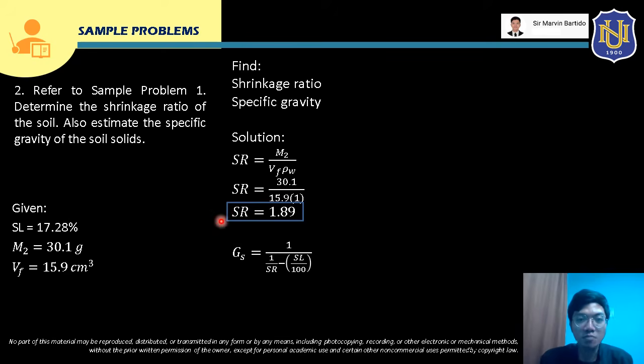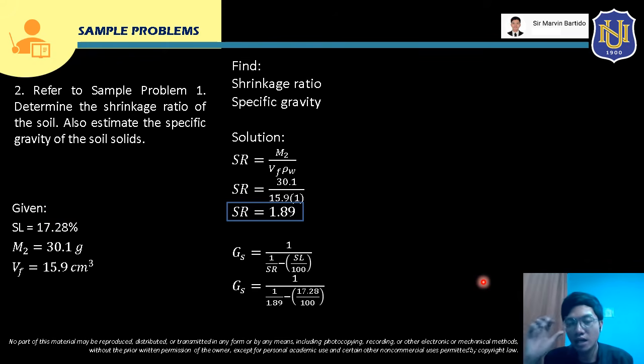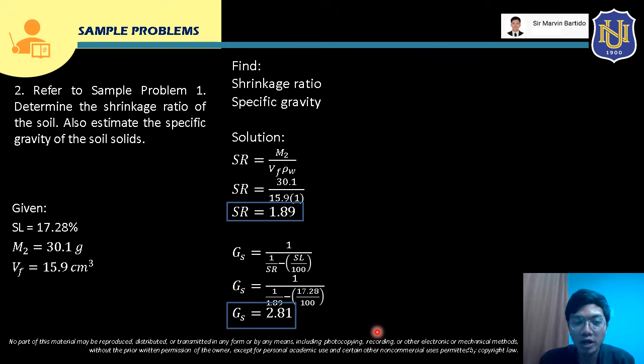Now, for the specific gravity, ito yung formula natin for the specific gravity. So this is equal to 1 over SR minus SL over 100. So yung SR natin dito, ito na. And then yung SL natin in percent ay ito. So substitute lang natin. So class, solving the specific gravity, ang lalabas, class, ay 2.81. So this is already the specific gravity ng soil solid natin.